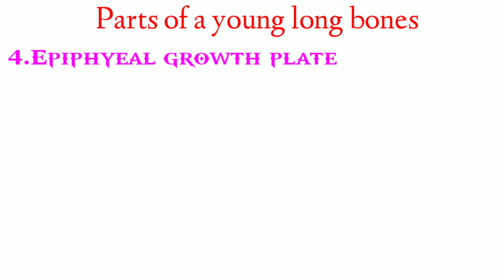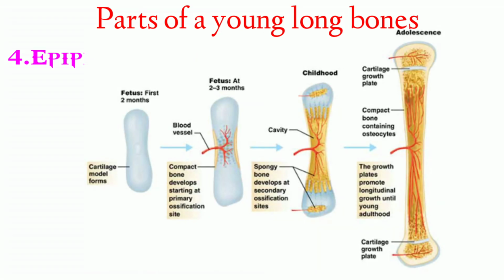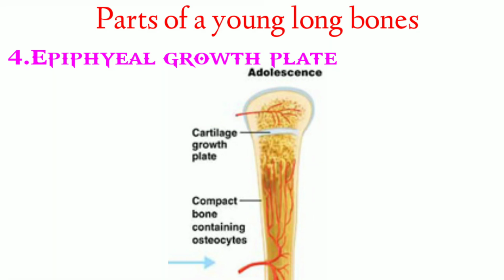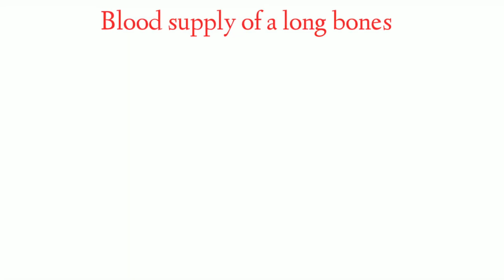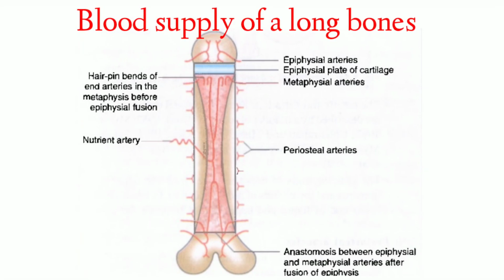Next, the epiphyseal growth plate. It is a hyaline cartilage plate present between the diaphysis and epiphysis of a young bone. The bone will grow in length by proliferation of cells in this cartilaginous plate. Now let's see the blood supply of a long bone. The different parts of a long bone are supplied by different arteries.